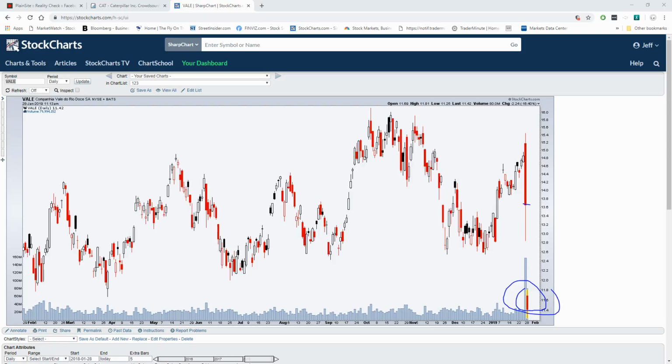Now, suspending the dividend basically makes it toxic for several firms to own. In fact, a lot of investing firms out there, in their bylaws, cannot own something that doesn't pay a dividend or doesn't have a certain dividend level. So when a company comes out and suspends their dividend, it's going to be sold. It's going to be sold and sold heavily.